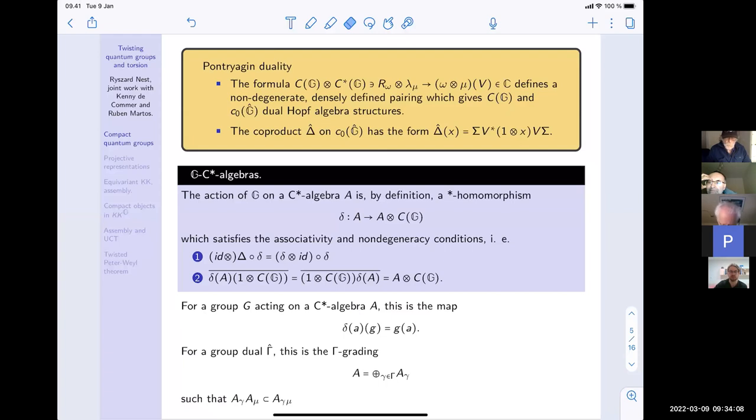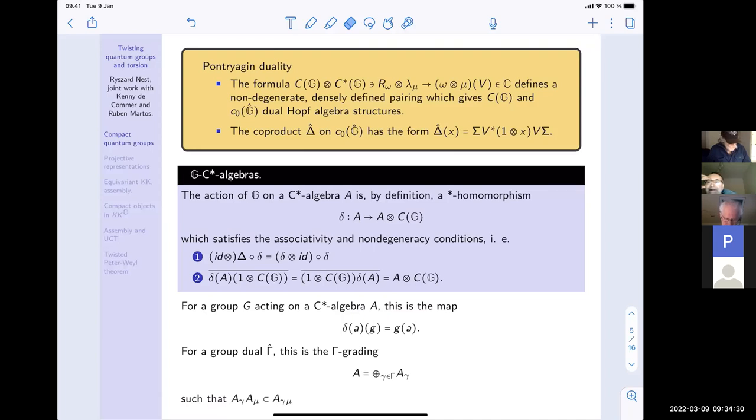Well, wait a second. I mean, it's a C-star algebra homomorphism that commutes with the co-product. What's wrong with that? There are not enough of those, no. That's too strict, you mean? It's too strict, yes, precisely.